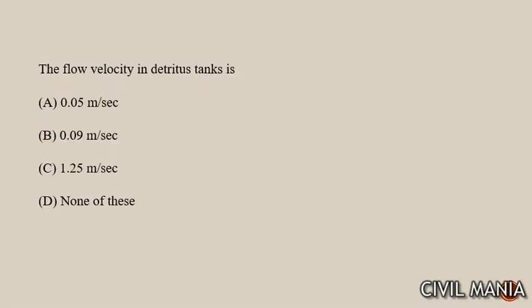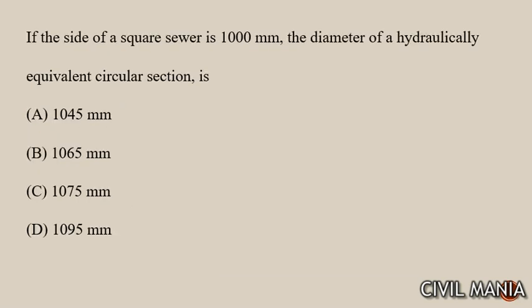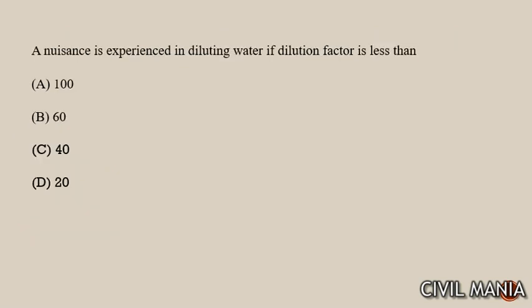Next question है, what will be the flow velocity in detritus tank? The flow velocity will be 0.09 meter per second in detritus tank. Next is 1095. इसके बाद है next question, that is the nuisance is expected in diluting water if dilution factor is less than 20.